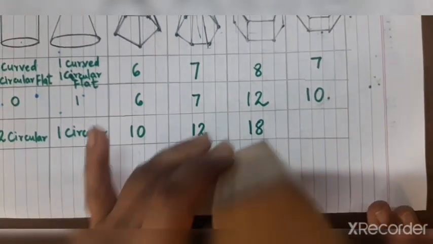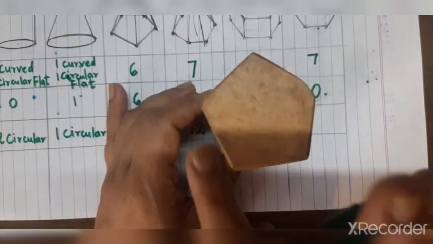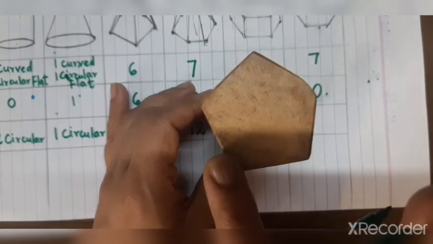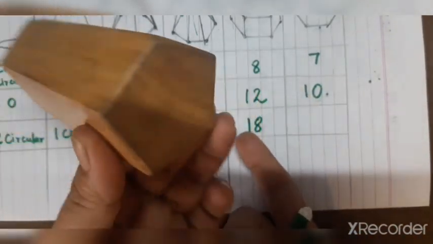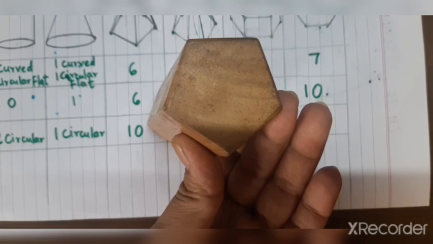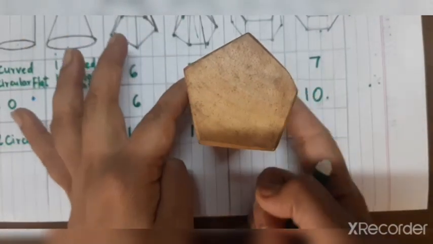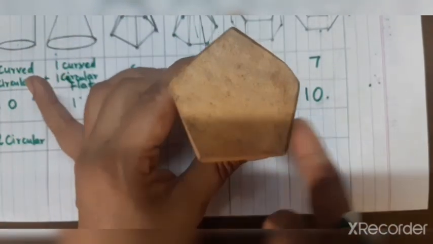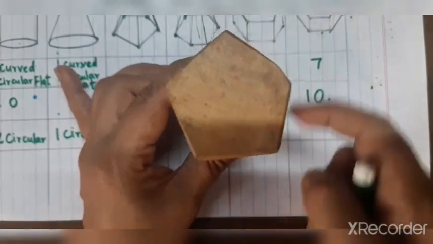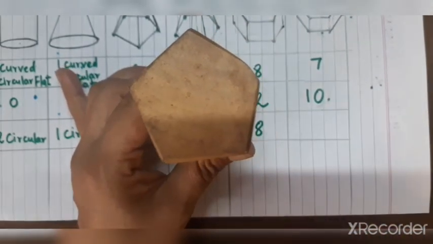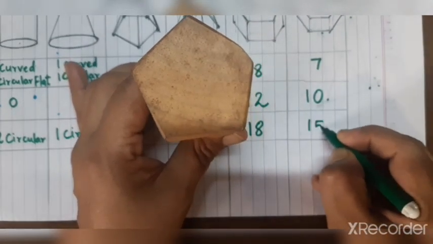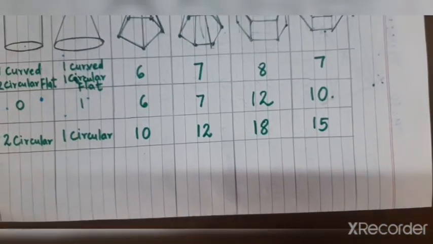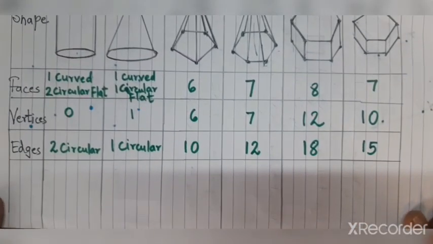And when we talk about edges, edges means these lines. These are 5 lines at the top. So 5 lines at the bottom also we'll have. And standing also 5 lines. So 5 plus 5, 10. And these standing 5 lines, 5 plus 5 plus 5 is 15. So in this way you have to complete.